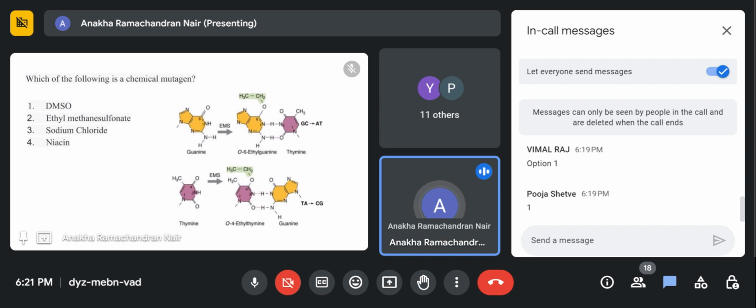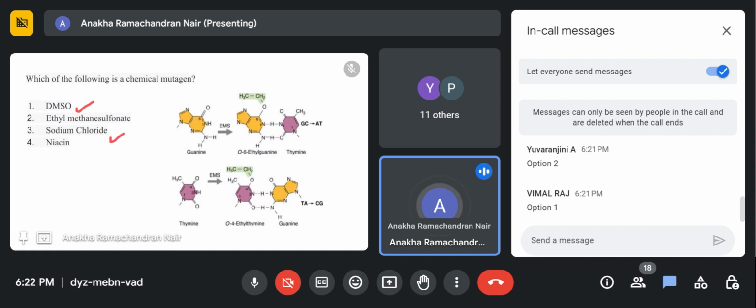Which of the following is a chemical mutagen? DMSO, ethyl methane sulfonate, sodium chloride, and niacin. So you have to choose from these. So the answer is obviously ethyl methane sulfonate. DMSO is not a chemical mutagen. It is a very stable compound. Okay, and it is used to make solutions of a lot of compounds because it is inert in nature.